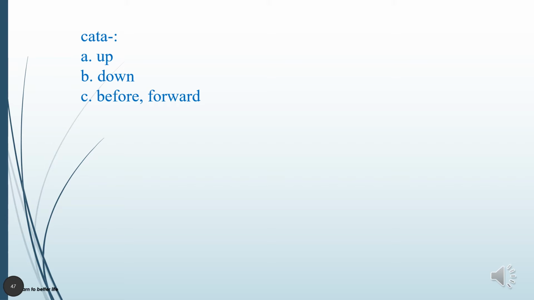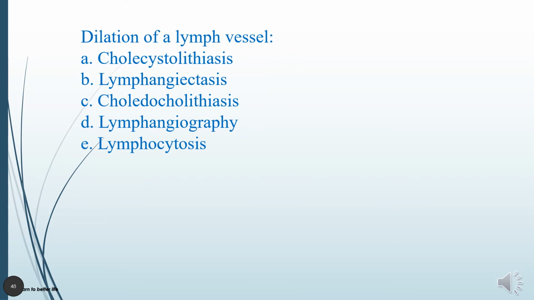Kata means A. Up. B. Down. C. Before, forward. Kata means B. Down, such as catabolism. Dilation of a lymph vessel. A. Cholecystolithiasis. B. Lymphangiectasis. C. Cholecystolithiasis. D. Lymphangiography. E. Lymphocytosis. The answer is B. Lymphangiectasis.